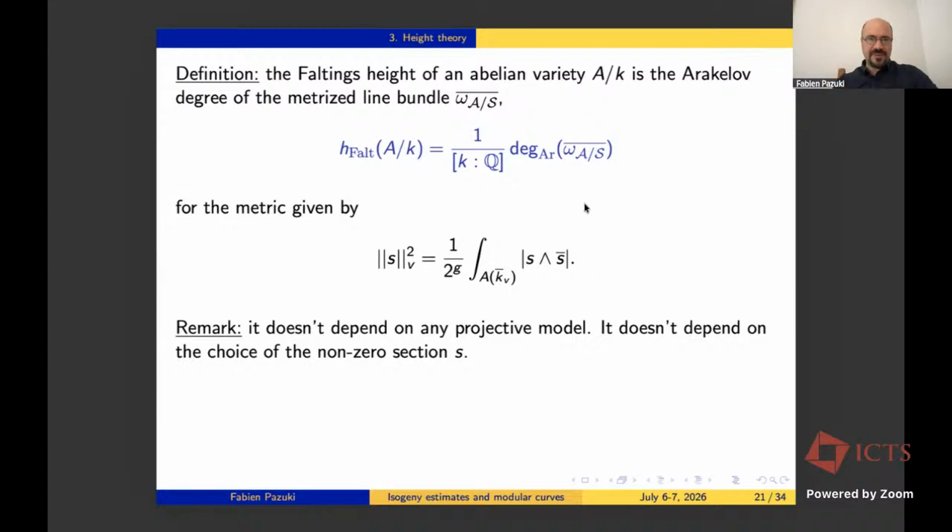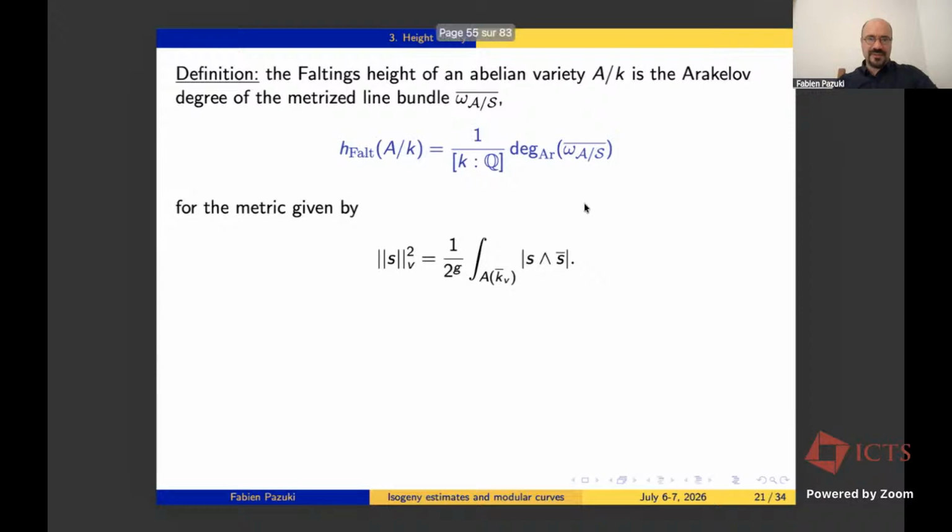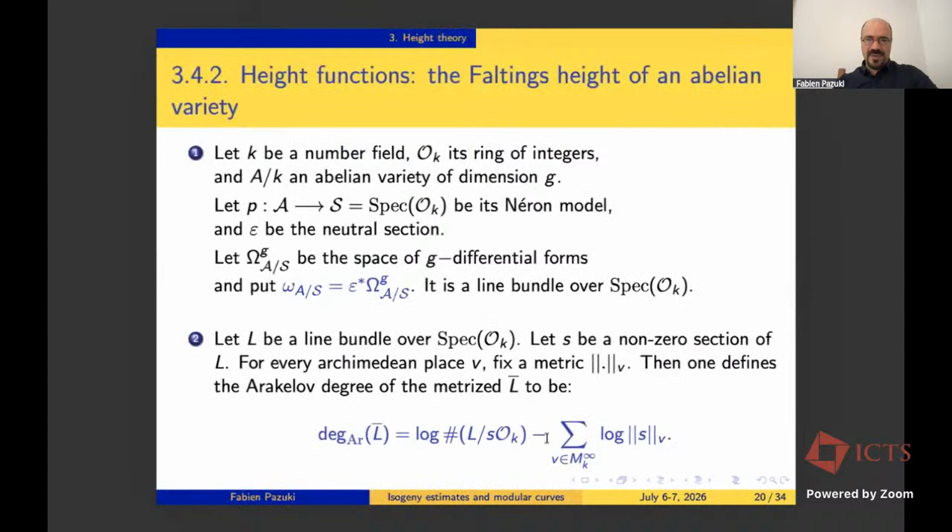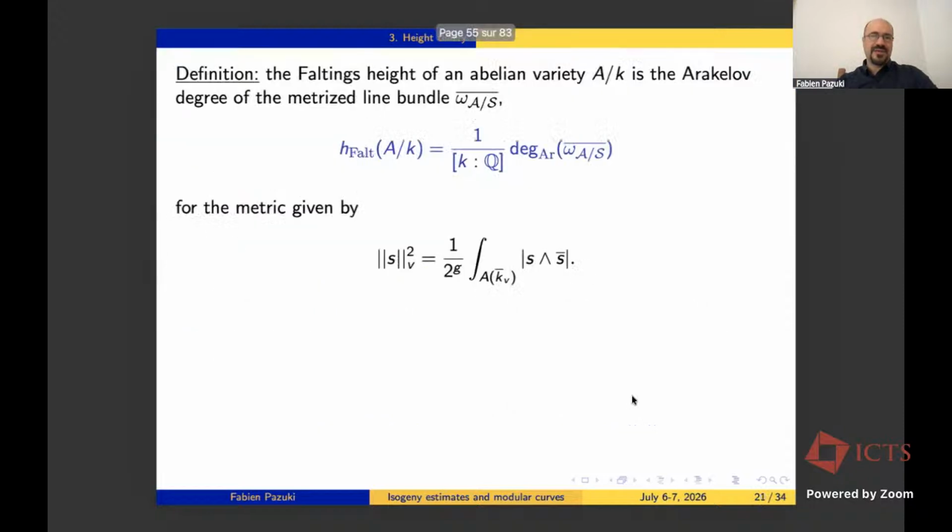And why is that? Let me just go back for a second. You see, you take minus log of the norm of the section. This is of course non-negative. I mean, this is an integer, but here it's a little bit less clear because you have a minus. So if this is big, then actually this can be negative too. And indeed, it happens with this normalization.